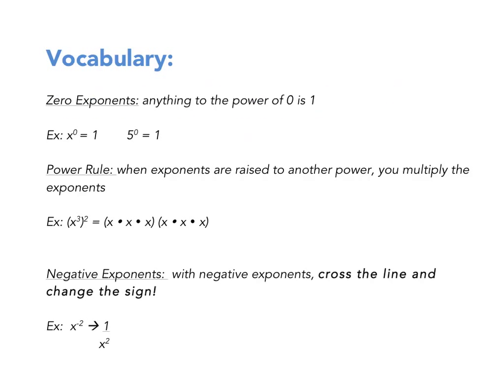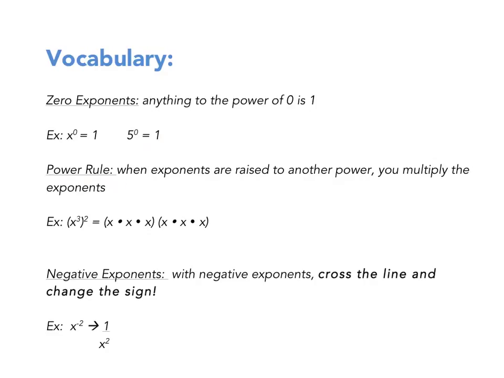So first, just get down your definitions of what all the rules are. With zero exponents, I mentioned this on Tuesday, but anything to the power of 0 is 1. So x to the 0 power is 1, 5 to the 0 power is 1, negative 1,284 to the 0 power would be 1. So anything to the power of 0 is 1.